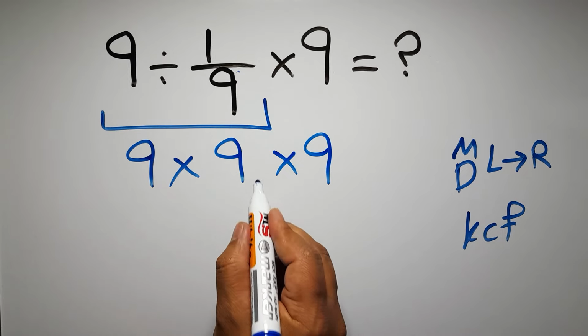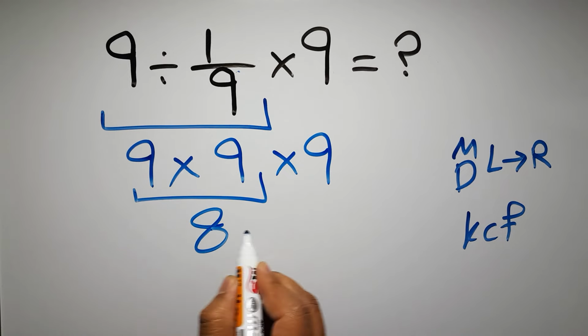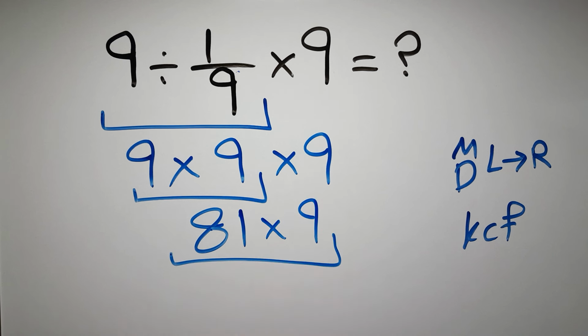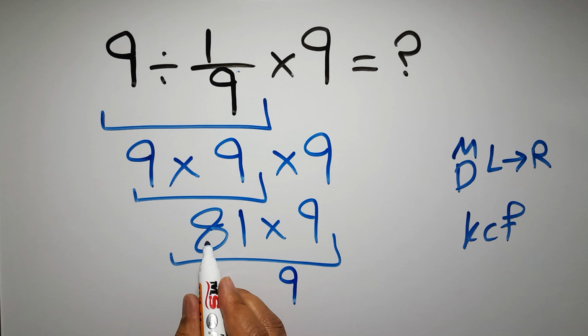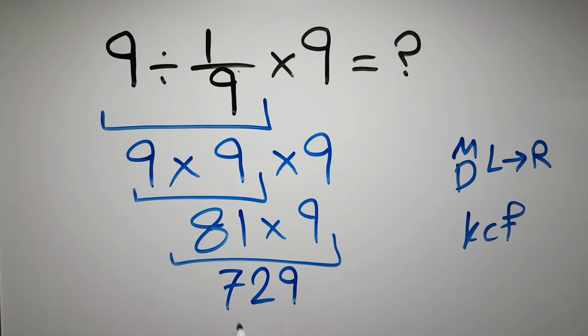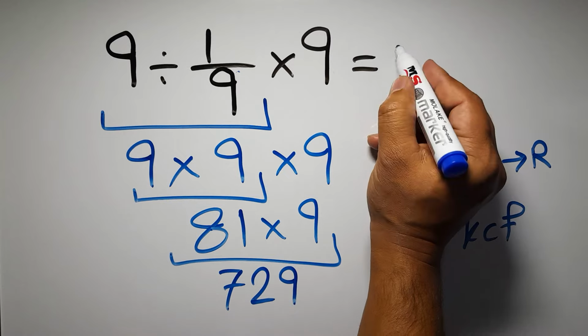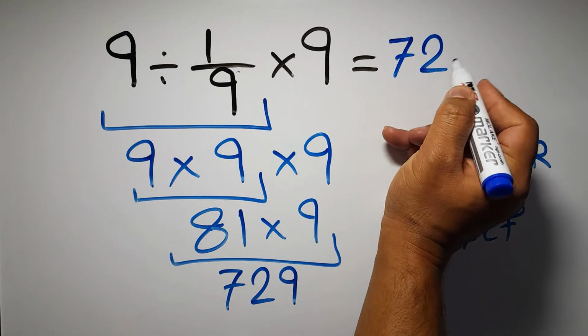9 times 9 gives us 81, and 81 times 9. Okay? 9 times 1 gives us 9, and 9 times 8 gives us 72. So we have 729, and this is our final answer to this problem. The correct answer is 729.